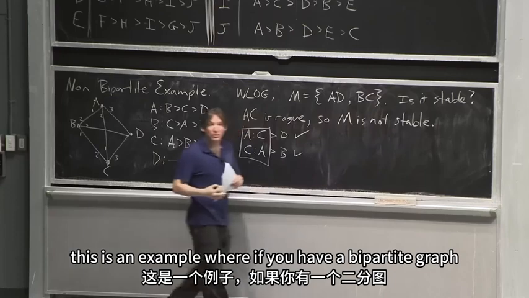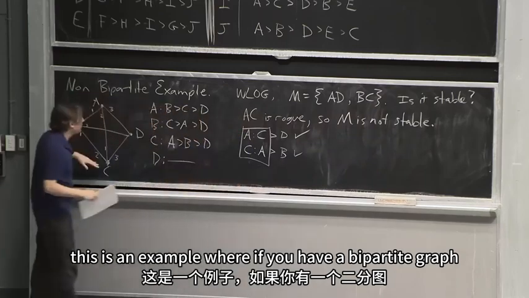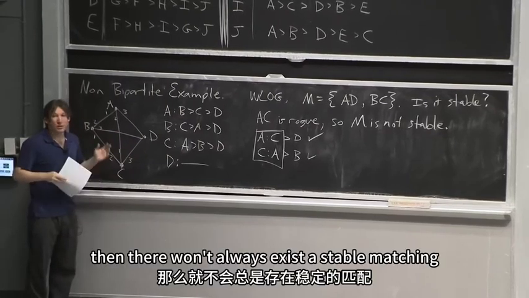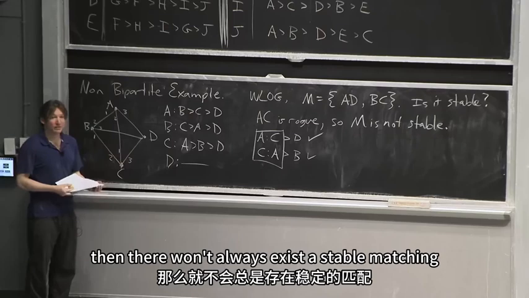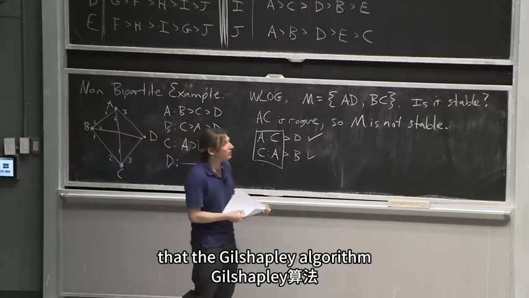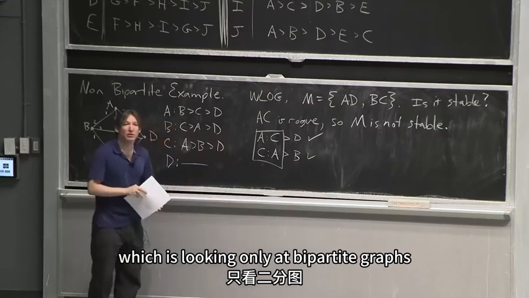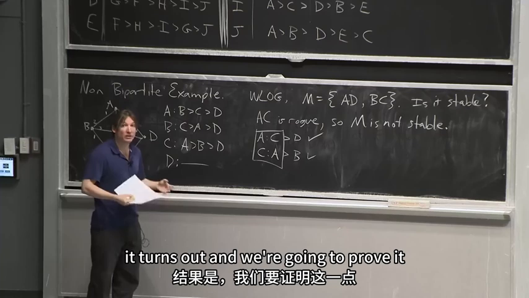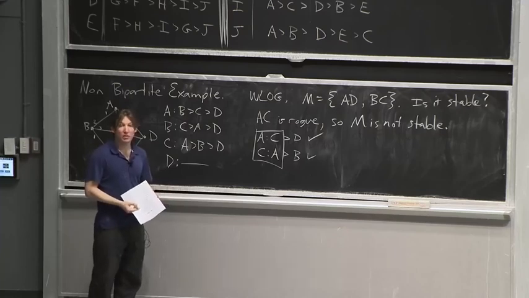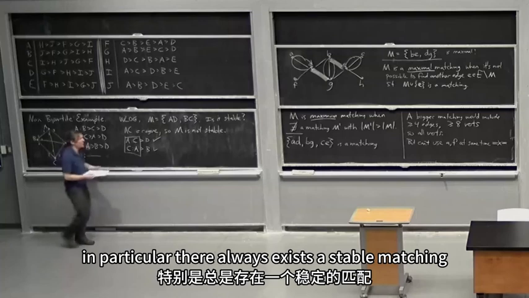So this is an example where if you have preferences among everyone, rather than a bipartite graph, then there won't always exist a stable matching. Which is why it's so amazing that the Gale-Shapley algorithm, which is looking only at bipartite graphs, it turns out, and we're going to prove, it always returns a stable matching. And in particular, there always exists a stable matching.